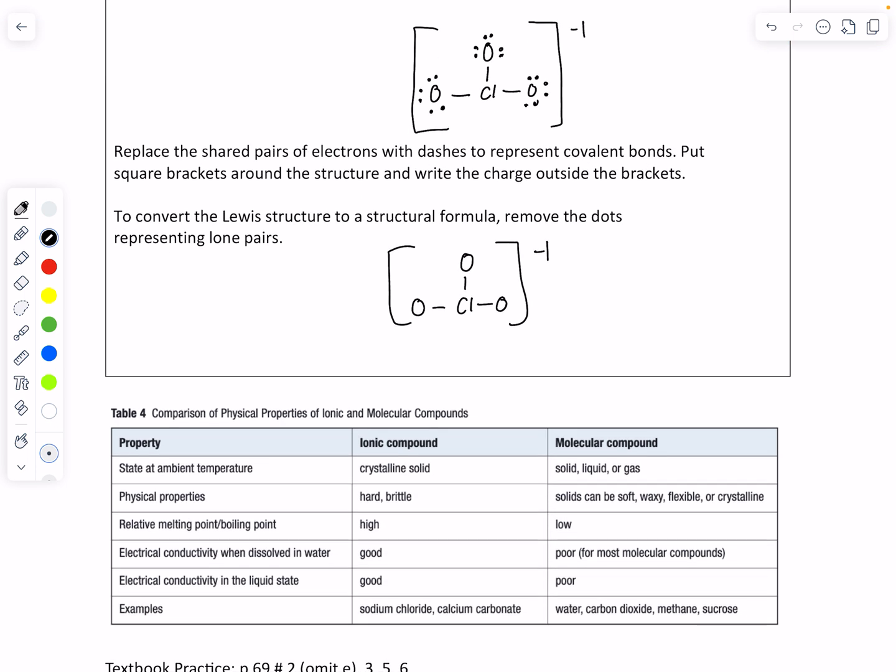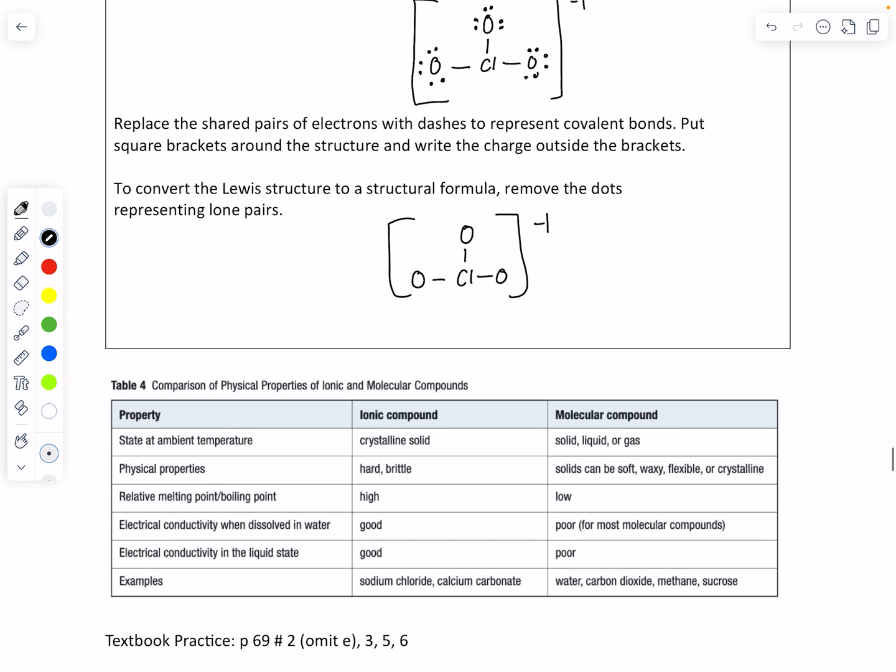Now, molecular compounds are different in their properties from ionic compounds that we studied in section 2.1. Molecular compounds are solids, liquids, or gases. The solids can be soft, waxy, flexible, or crystalline. They have low melting points and boiling points, poor conductors of electricity when dissolved in water, and poor conductors of electricity in the liquid state. And examples include water, carbon dioxide, methane, and sucrose.